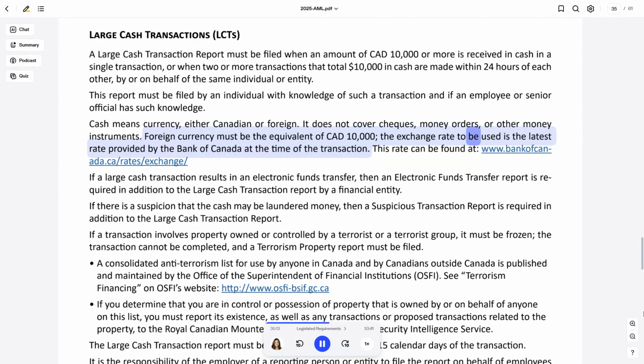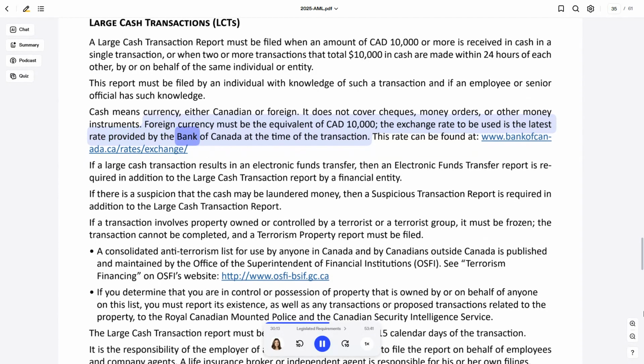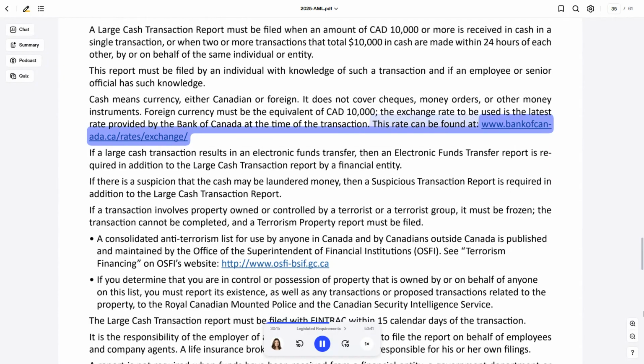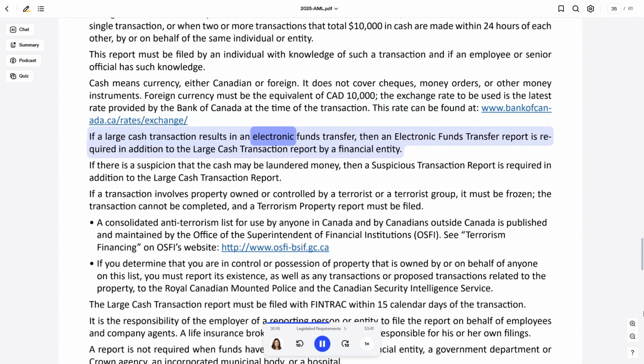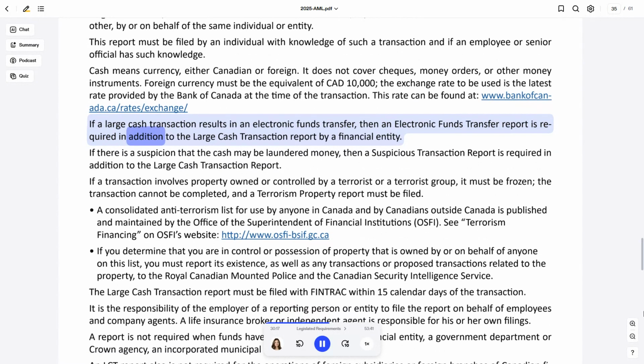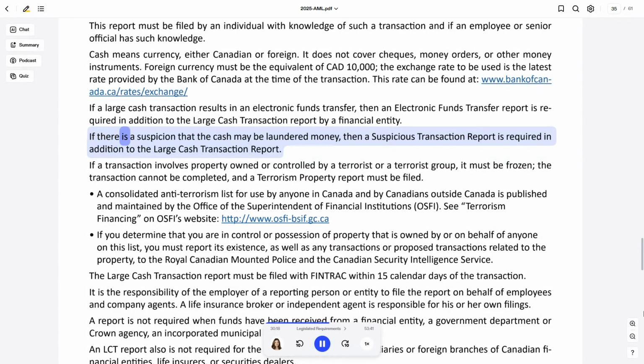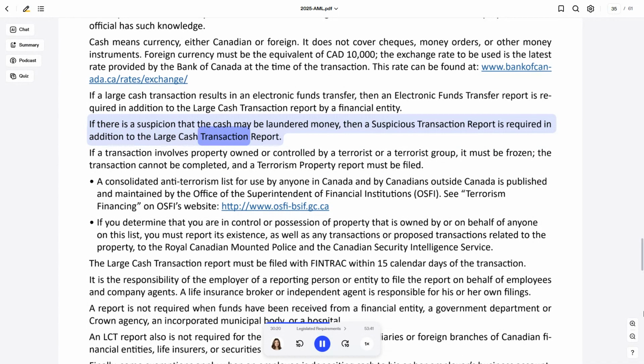The exchange rate to be used is the latest rate provided by the Bank of Canada at the time of the transaction. This rate can be found at www.bankofcanada.ca/rates/exchange/. If a large cash transaction results in an electronic funds transfer, then an electronic funds transfer report is required in addition to the large cash transaction report by a financial entity. If there is a suspicion that the cash may be laundered money, then a suspicious transaction report is required in addition to the large cash transaction report.